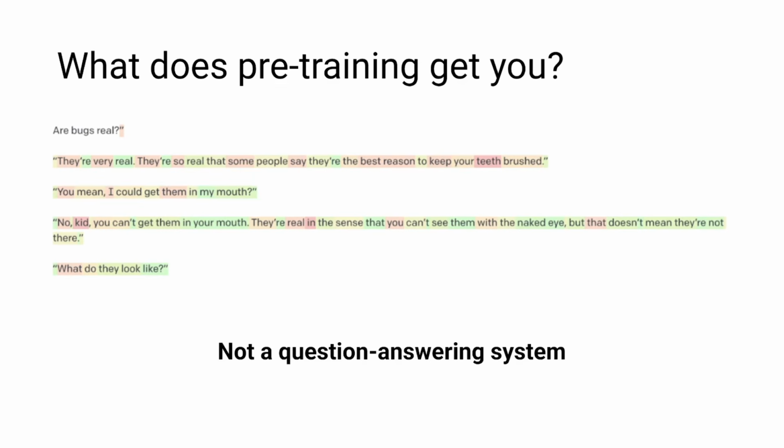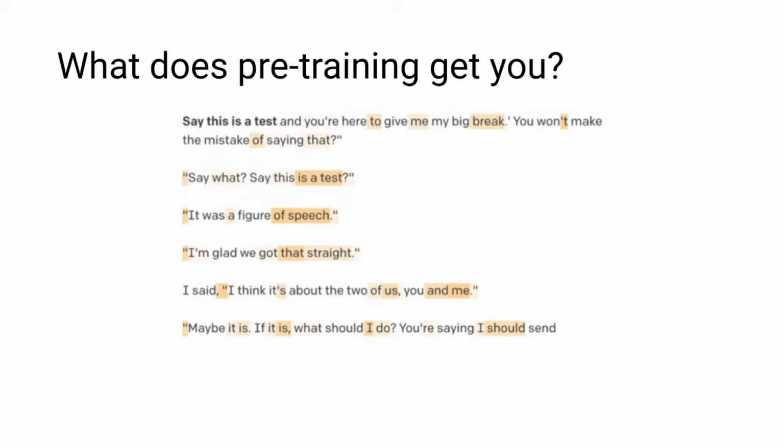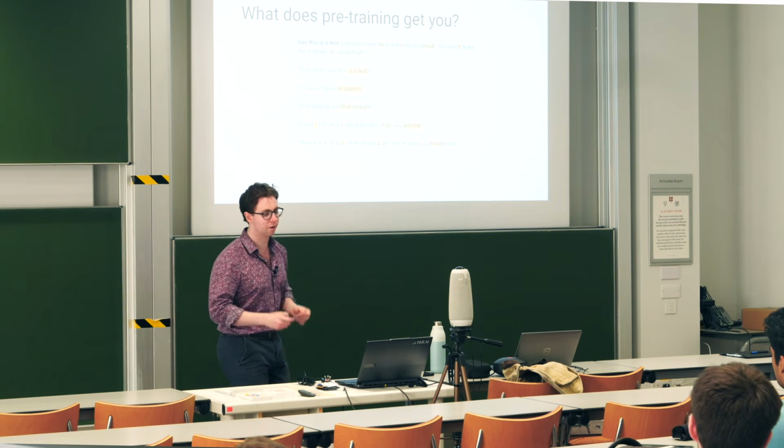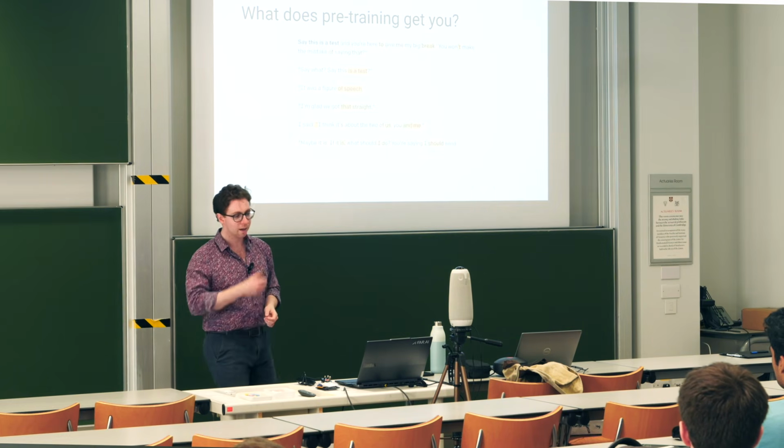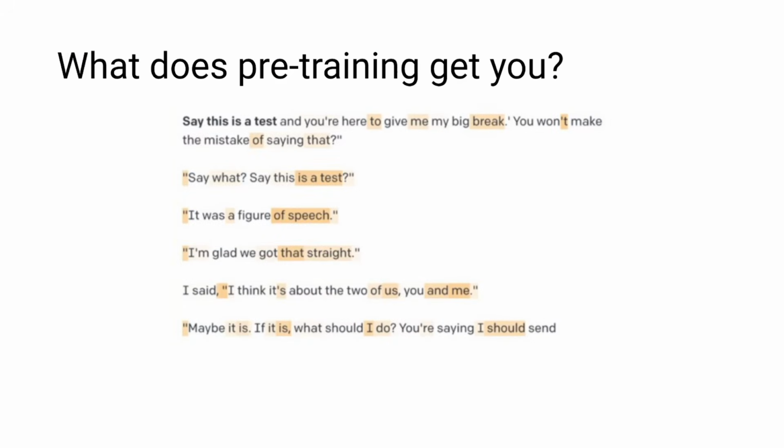But the base model doesn't answer questions, right? It's not a question answering system. It just continues the text in plausible ways. What about this one? If you go to ChatGPT and you type in, say, "this is a test," then it will probably reply, "this is a test." It will follow the instruction that you give it, whereas if you put it into the base model, it continues the text in a plausible way.